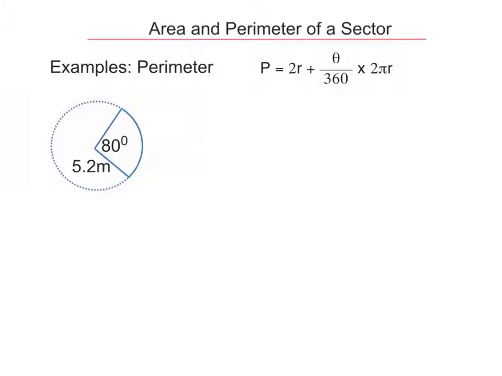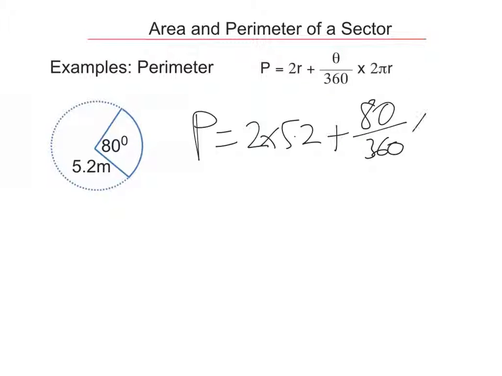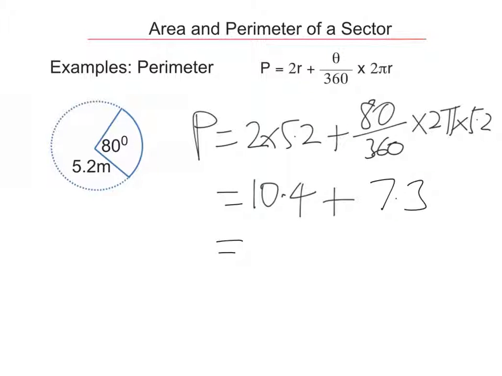Now let's find the perimeter of the same sector. So the perimeter is equal to 2 times the radius, which is 5.2, plus theta over 360, which is 80 over 360, multiplied by 2 pi multiplied by 5.2. 2 times 5.2 is 10.4 plus, and 80 over 360 by 2 pi by 5.2 is 7.3 to one decimal place, which means the answer is 17.7 metres.